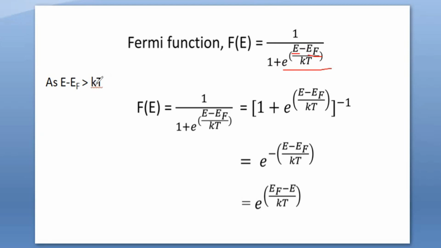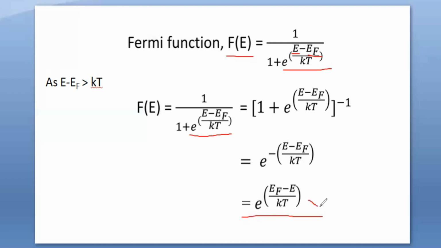As E minus EF is greater than kT, this exponential value will be a big one, so 1 can be neglected. As 1 is neglected, it becomes 1 by e to the power of E minus EF by kT. Taking it to the numerator, the power becomes minus, so e to the power of minus of E minus EF by kT. By multiplying this minus inside, finally our Fermi function F of E has become e to the power of EF minus E by kT.